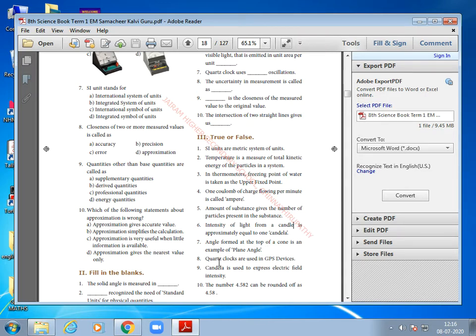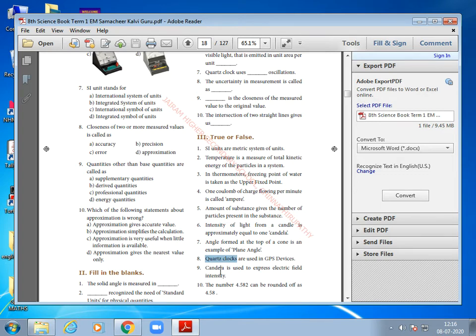Next eighth question, quartz clocks are used in GPS devices. This is a false statement. Eighth question is false. Instead of quartz clock, the correct statement is what? Instead of quartz clock, what should we write? It is atomic clock. Okay, it is atomic clock.